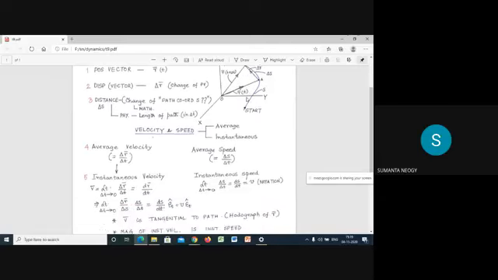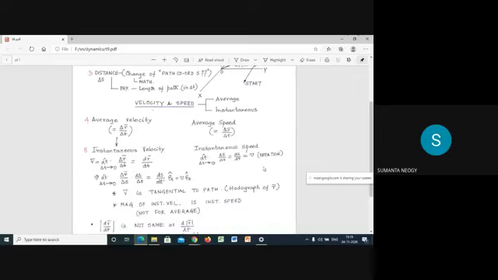See, quickly, recapitulation of velocity and speed. There are two types of it, average and instantaneous. You are acquainted with the definition of either. And when we take limit for delta t tending to 0, we get instantaneous quantities. So for speed, it is delta s by delta t, limit delta t tending to 0. So we call it ds/dt. And this is a scalar quantity.